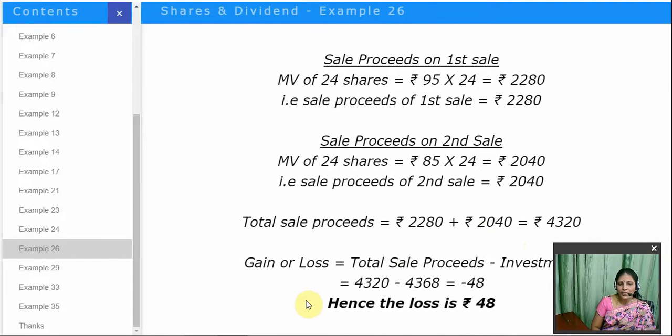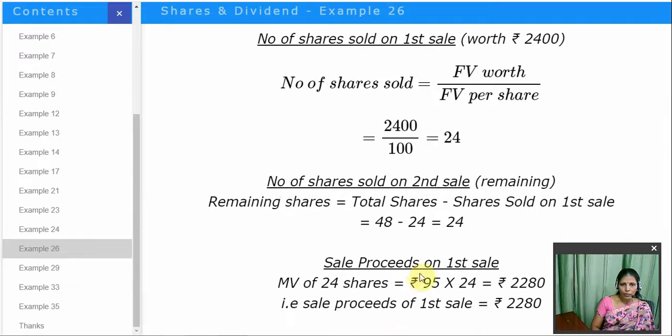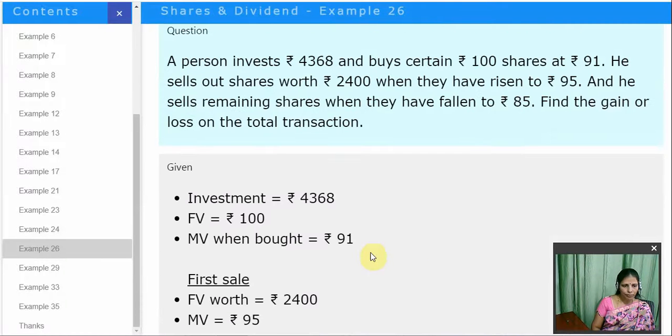Now we need to find out whether it is a gain or loss for him. So gain or loss, we need to find out. So total sale proceed minus investment. Now this is the amount he is having in his hand after selling all the 48 shares, 4320 minus what in the beginning he has invested in the market. So when you subtract, you get minus 48. Minus 48 is nothing but loss. So he has lost 48 rupees. Clear? Understood? Now we will go to the next sum.